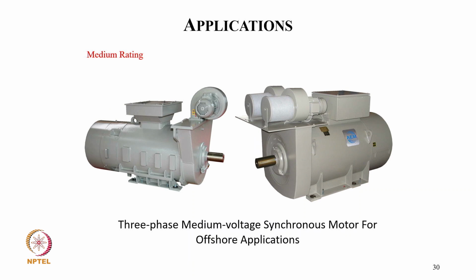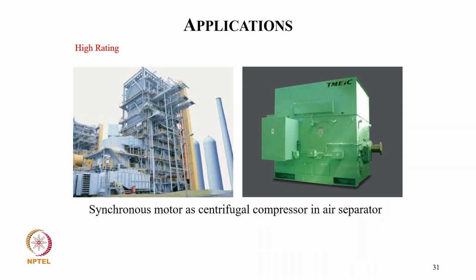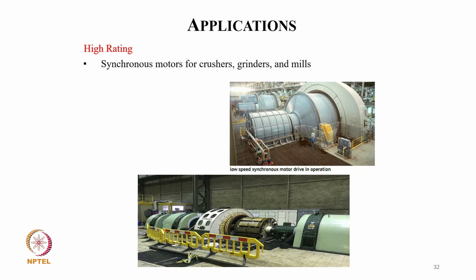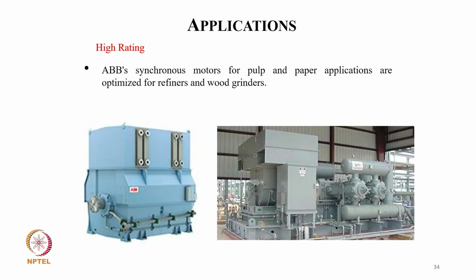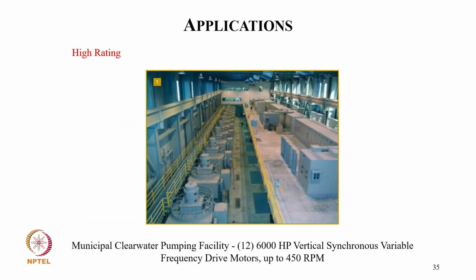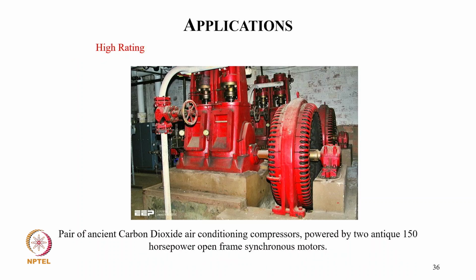It can be designed for low speed, and a three-phase medium voltage synchronous motor for offshore application, a synchronous motor for centrifugal compressor in an air separator, then a high rating synchronous motor for crusher, grinder and mills. As you can see, quite large rating. Then an ABB synchronous motor for pulp and paper application, optimized for refiner and wood grinder. Then a municipal clean water pumping facility, 6000 horsepower vertical synchronous variable frequency drive up to 450 rpm.